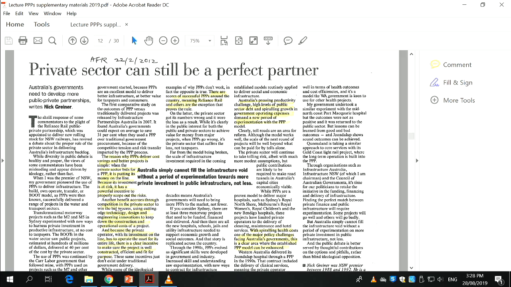And another benefit is accrued through competition in the private sector to win the bid process, using cutting-edge technology designs and engineering innovations to keep down the construction and operation costs of a project. So it mentions that the private sectors would have an incentive to keep the costs down, and so it will be more efficient. So those are some of the arguments supporting the use of PPP. And if you look at here, Australia has a pressing productivity challenge, a high level of public debt, and spiraling growth in government operating expenses. So it means that the government probably needs PPPs to deliver.